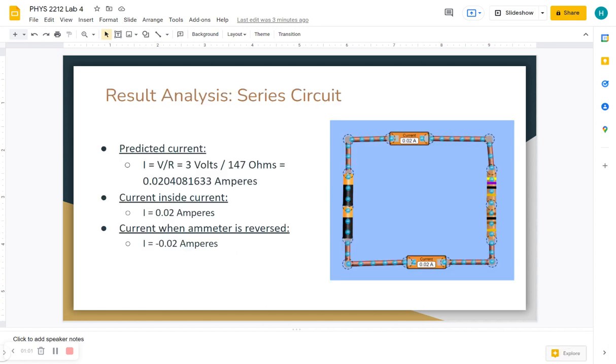So for our predicted current, we consider Ohm's law, as stated before. So I equals V over R, and our volts is 3 volts, combining the volts of the batteries, and combining the ohms of the resistors gives 147. This is about 0.02, and we can see once we simulate it, we get the same thing. And when the ammeter is reversed, the current is negative 0.02. So same thing, but just reverse sign.